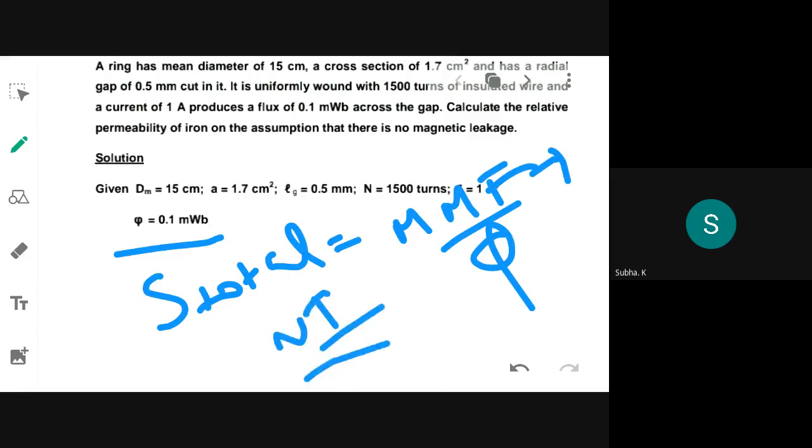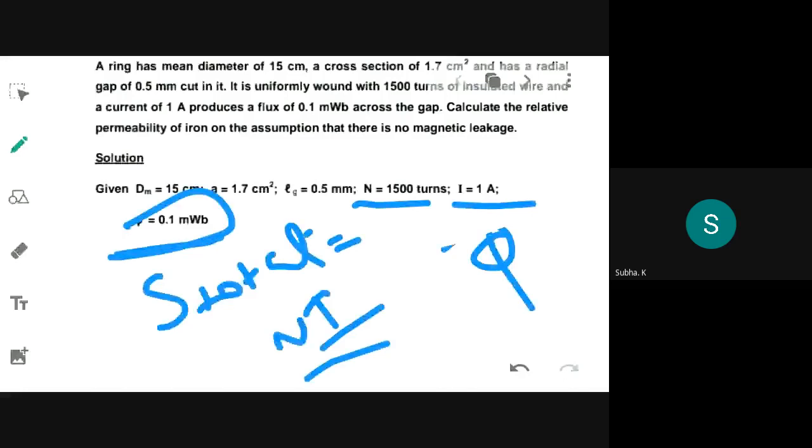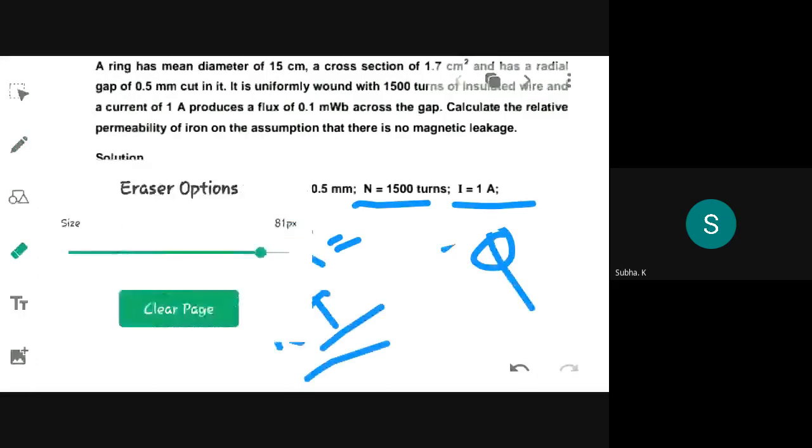Is NI given or not? Number of turns is given, I is given, so flux is also known to you. You can use this formula to find out the total reluctance. Then you can find out the reluctance of the air gap, then the reluctance of the iron path, and finally mu r. So this is the way you will be solving the problem, or any other methodology or formula you want to implement. Solve the problem and tell me the answer.